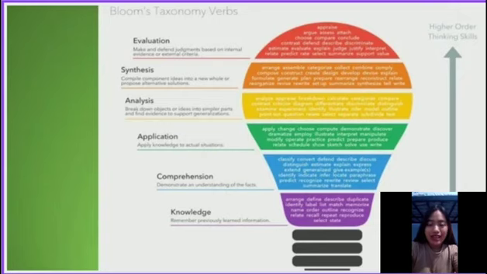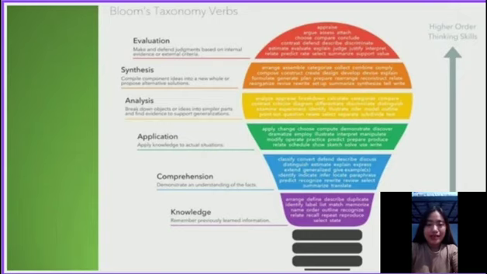Level number 3, application: using information in new situations. This level involves applying knowledge to solve problems or perform tasks. Level number 4, analysis: breaking down information into parts to examine relationships. It involves identifying patterns, causes, and connections between concepts.